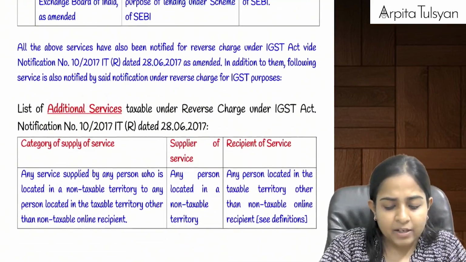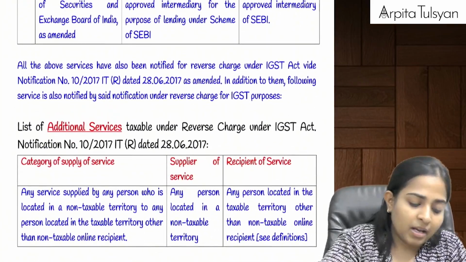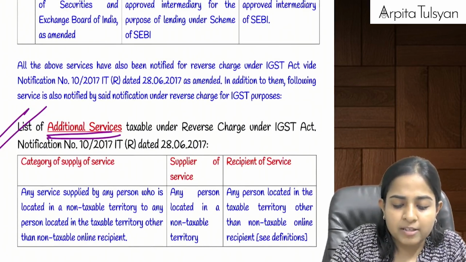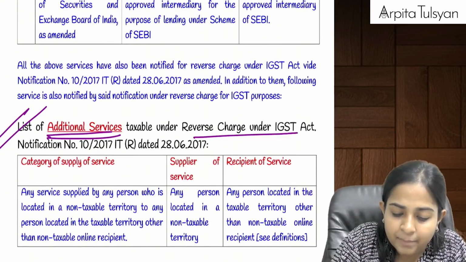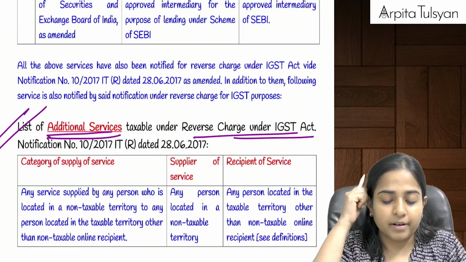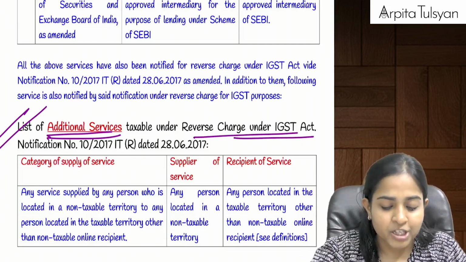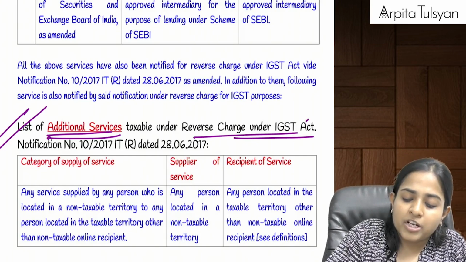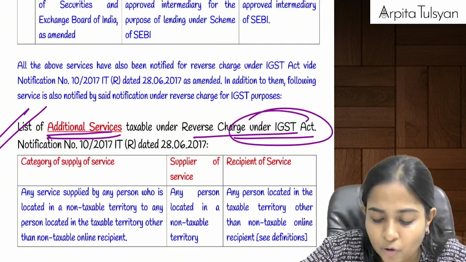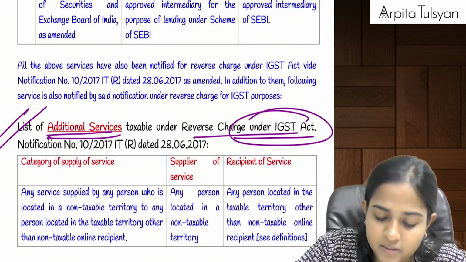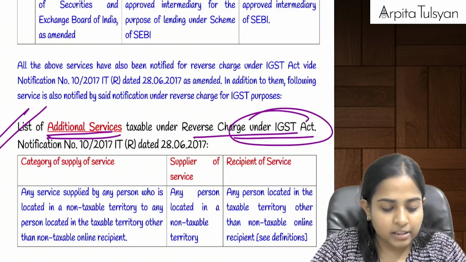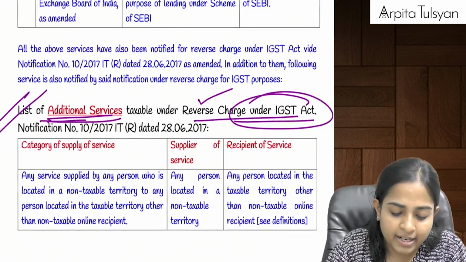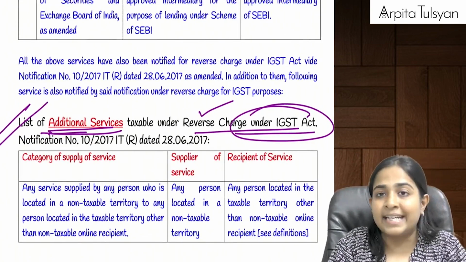Okay. Then going on to the next one, this list of additional services, which is there at the end of the table, which is for reverse charge under IGST provisions. I don't remember if I had told you this, reverse charge provisions under IGST. This is not relevant for CA Inter students. This is mainly relevant for CA Final students. List of additional services which were there under reverse charge under IGST. First, we had studied for that Netflix. Okay.